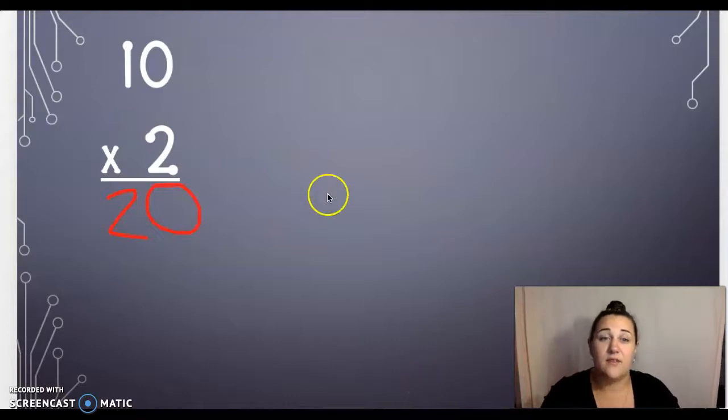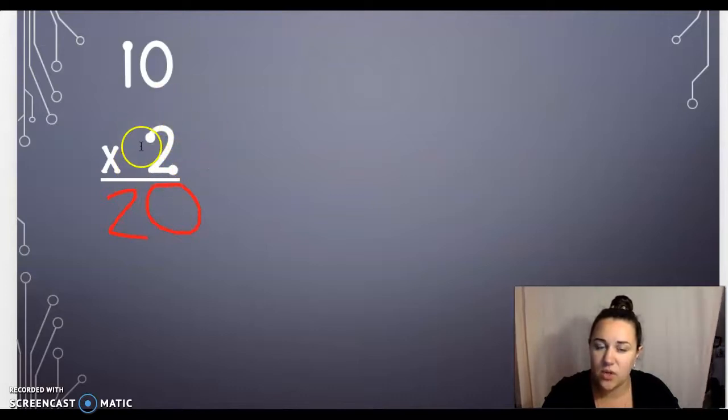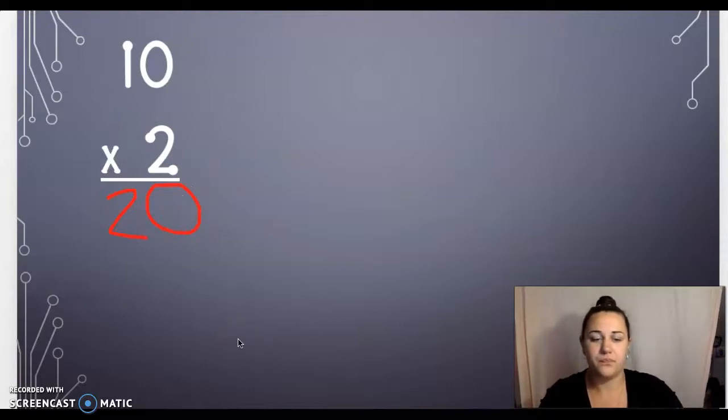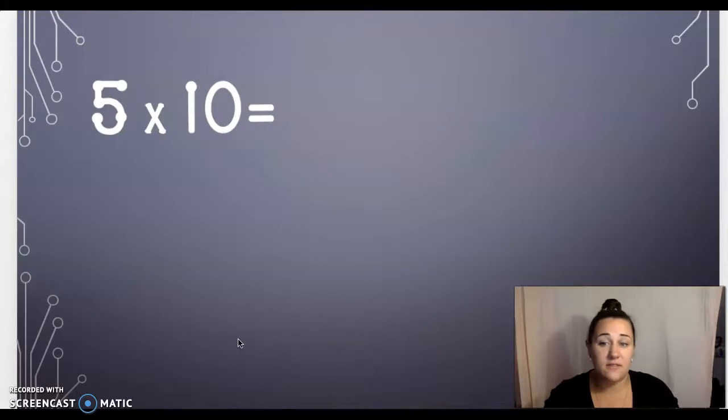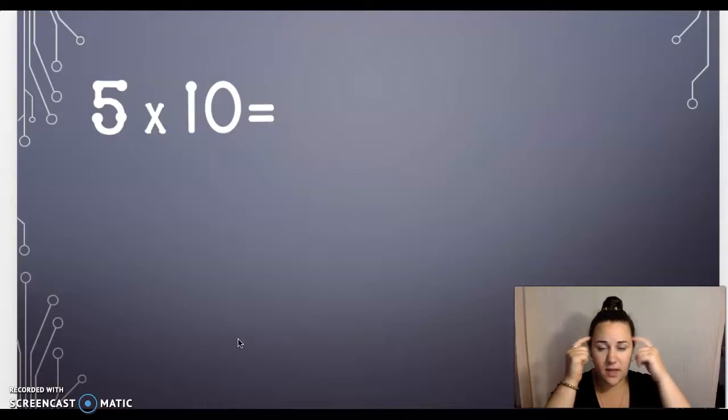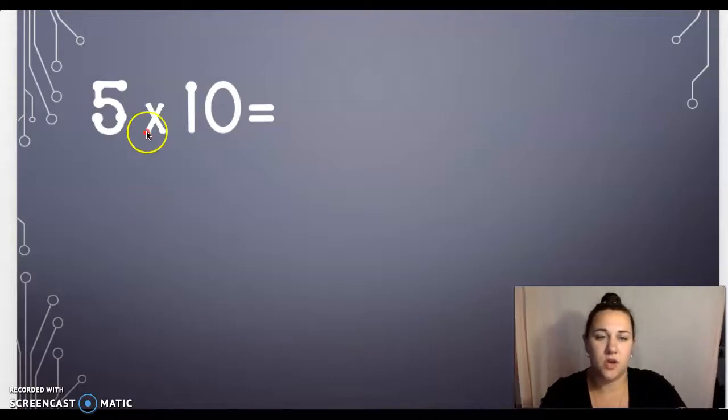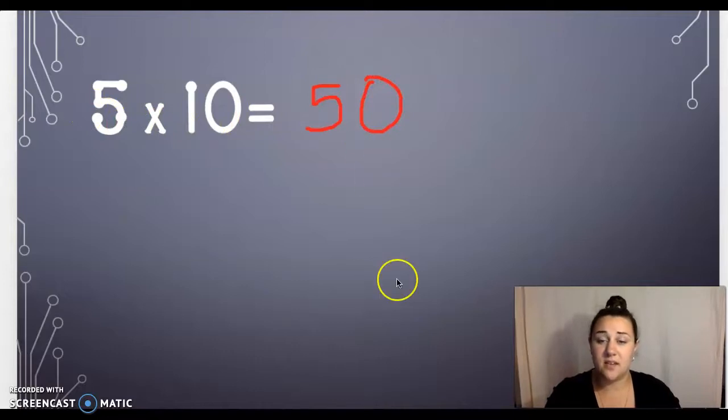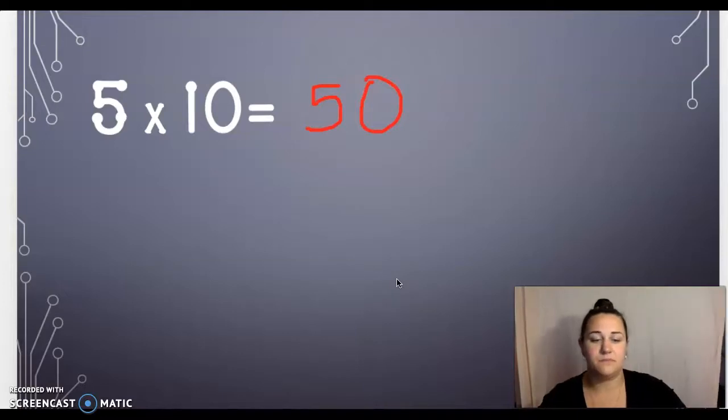Same thing, friends. If I'm multiplying 10 by another number, I take that other number, so in this case the 2, and I add a 0. So there's my 2, I add my 0, 20. Ready? Same thing here. 5 times 10. Well, ding, ding, ding. Miss Drywa just told us if we're multiplying by 10, all we have to do is take that other number, which is 5, and add a 0. 5 times 10 equals 50. Easy peasy, friends.